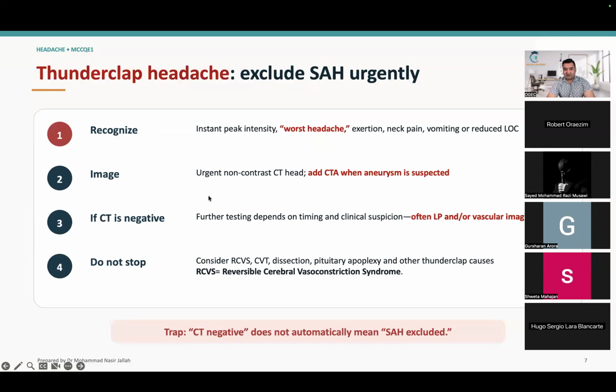Now, thunderclap headache. Thunderclap headache is a very characteristic finding of subarachnoid hemorrhage.